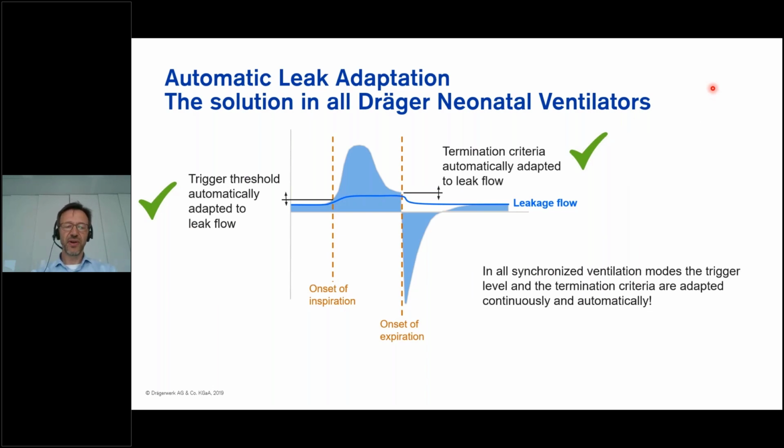Therefore Dräger developed, already 15 years ago, a function called automatic leak adaptation, which is an automatic adjustment of the trigger threshold and the termination criterion based on the measured leakage. This function is active in all the neonatal ventilators, and it's active all the time, so you can't switch it off. We have had very good feedback over more than 10 years with this, so there's really no reason to switch it off.